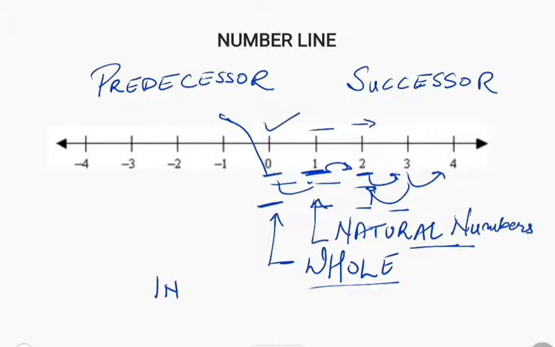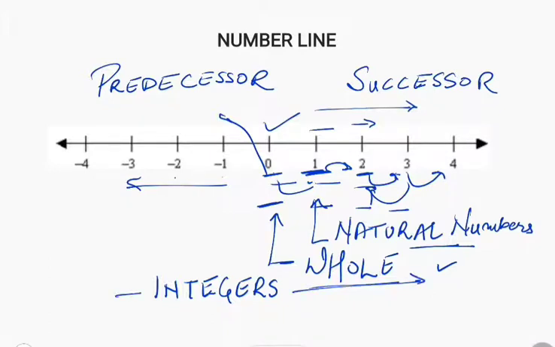Next is integers. Integers include natural numbers, 0 and negative numbers like minus 1, minus 2 and so on. From 1 onwards, they are called positive integers. And from minus 1 backward, they are called negative integers. And there is 0. It is an integer, but it is neither negative nor positive. So in this context, we can say whole numbers can be defined as non-negative integers. Since 0 is neither negative nor positive, it is included in whole numbers.